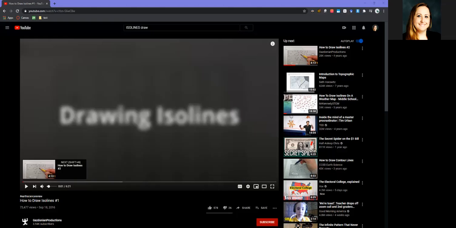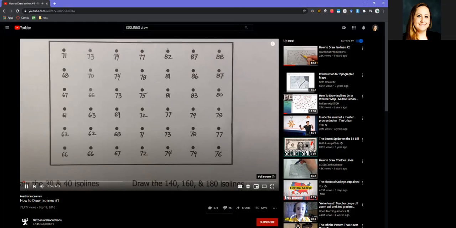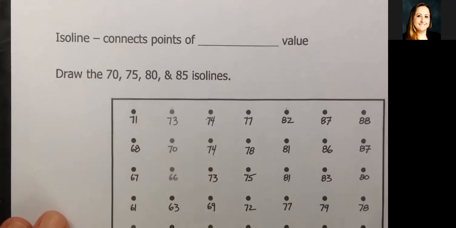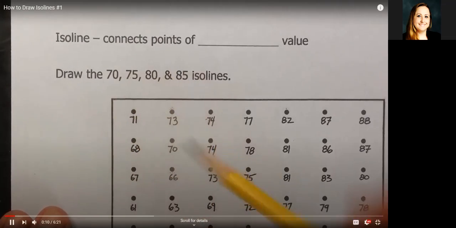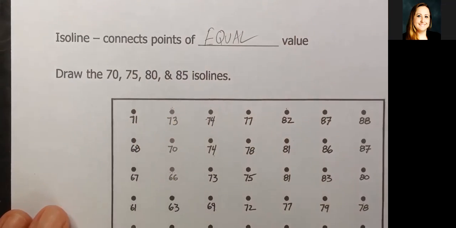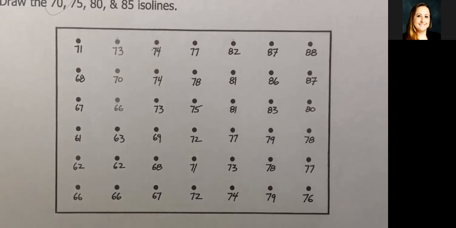Okay, drawing isolines. Okay, we have a field map here, is what that's called. And let's first think what an isoline is. An isoline is a line that connects points of equal value. So you're going to estimate where equal values are here, and we're going to draw some isolines. So first, let's just do this one. Let's do 70 first. Okay, so we have this map here, and we want to draw a line wherever the value is about 70.